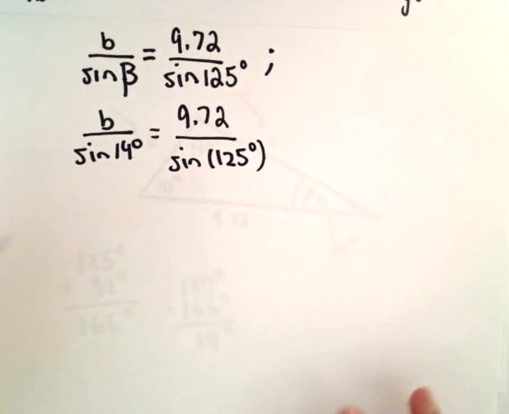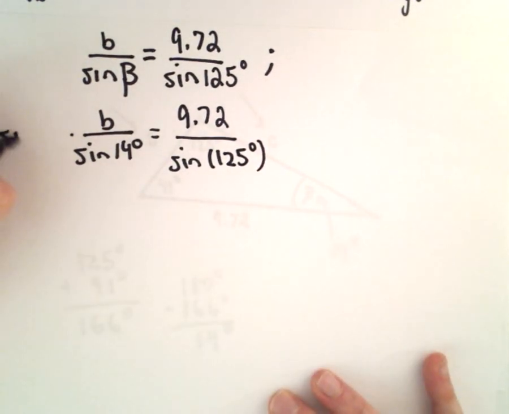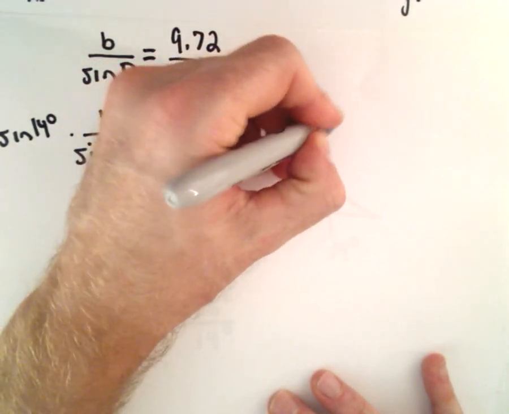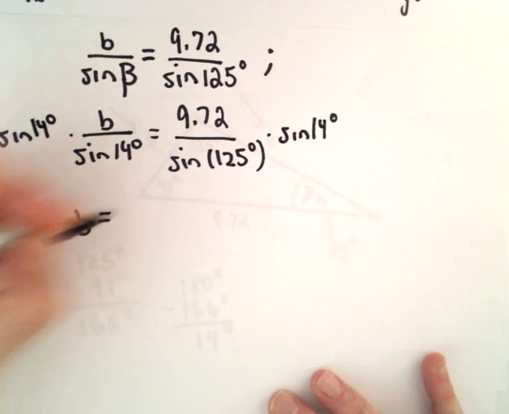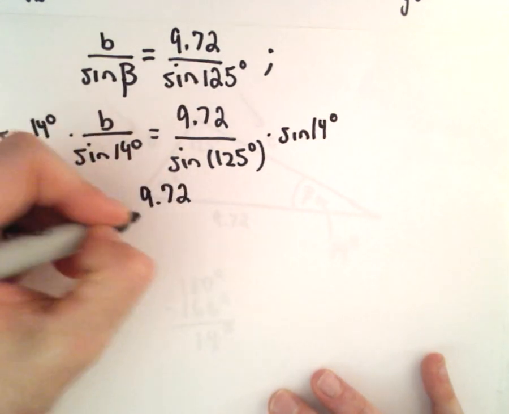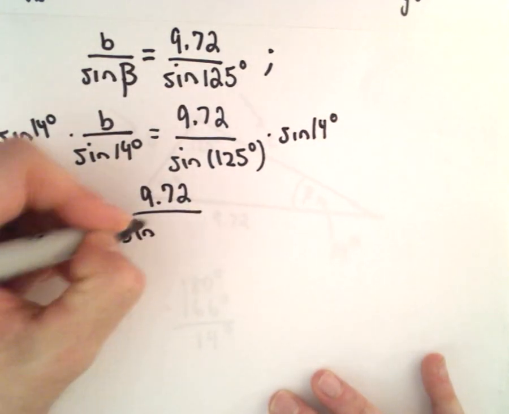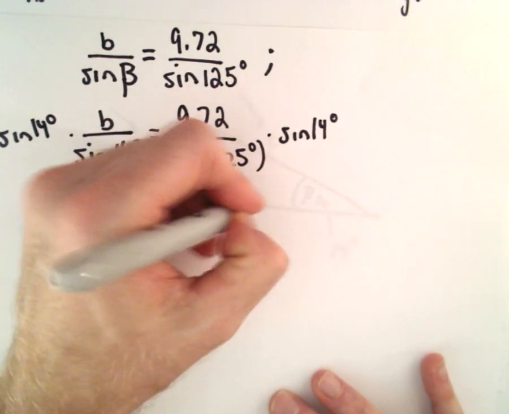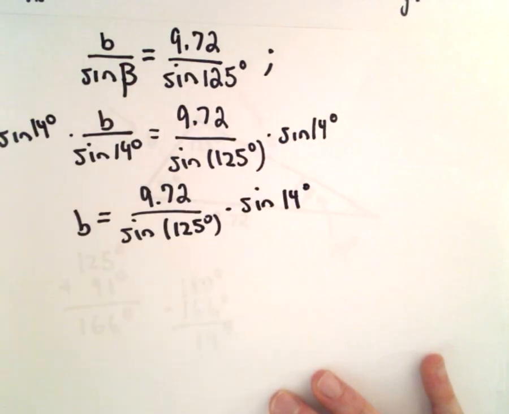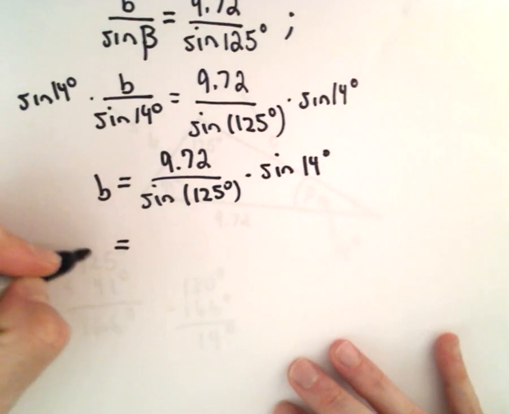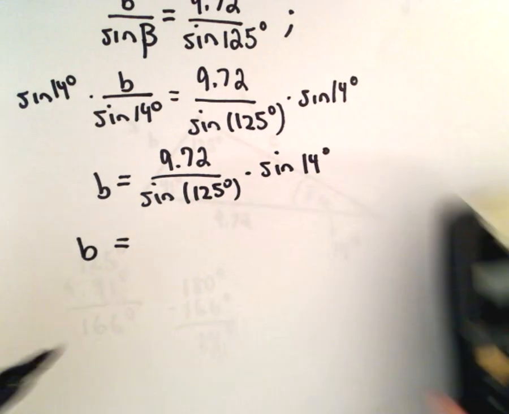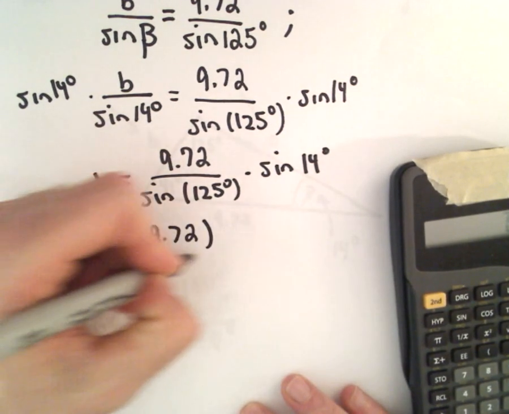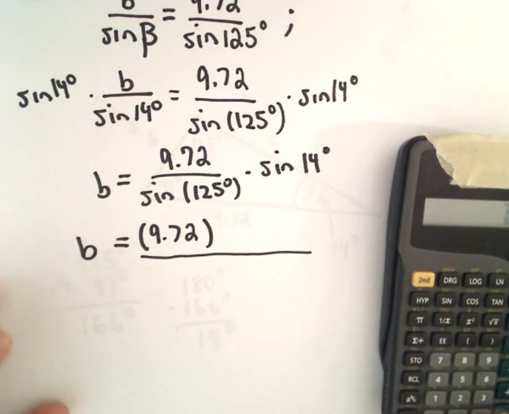And to solve for little b, we can multiply both sides by sine of 14 degrees. So we'll have that little b equals 9.72 divided by sine of 125 degrees multiplied by sine of 14 degrees. So now I'm just going to use my good old calculator and get some values here. So I'm going to use as many decimal places as my calculator has.